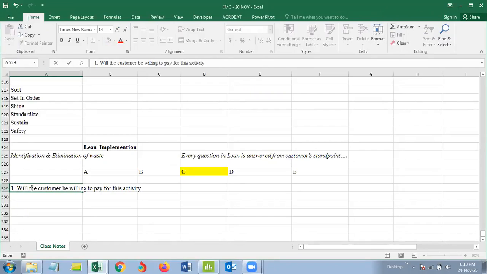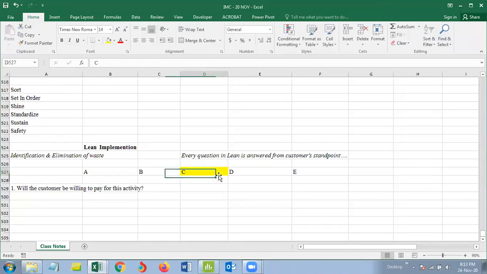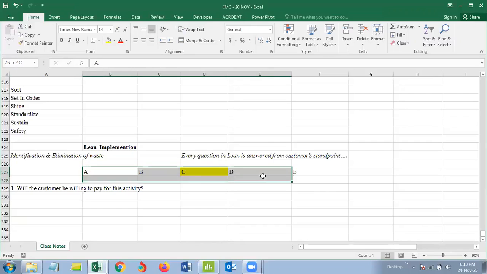Keep this in mind, every activity will require some time, resources, money. Practically, that's a cost, which will eventually be paid by the customer. So every step requires some resources and time, and that cost is passed on to the customer.